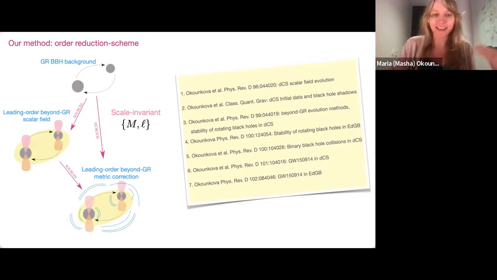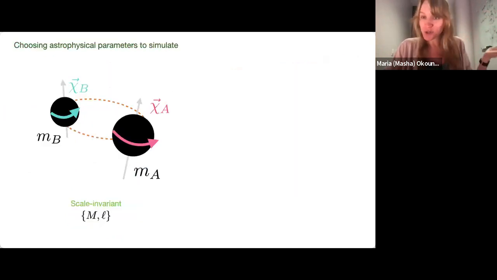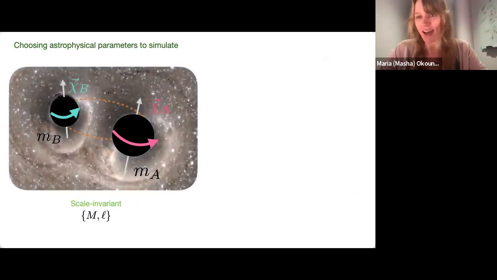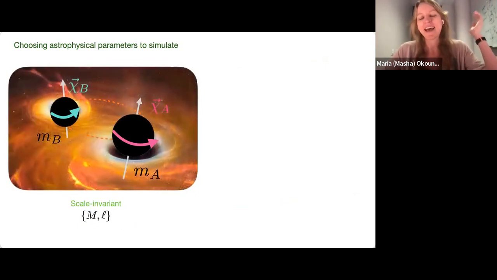But if you really want to get technical, I'll point you to these 7 papers that really detail this formalism under results. And so we need to choose astrophysical parameters to simulate, including masses, a ratio between the 2 masses and 2 black hole spins. The wonderful thing about numerical relativity is that it's scale invariant. So you do one simulation, it's valid for stellar mass black holes, supermassive black holes if you want.